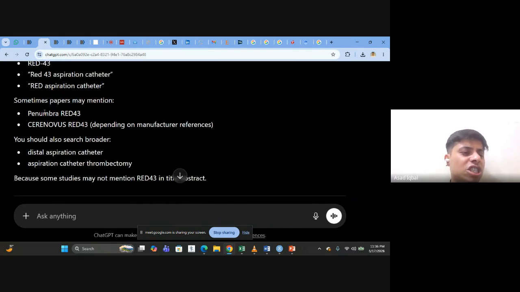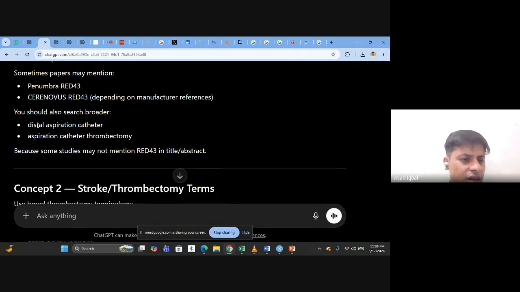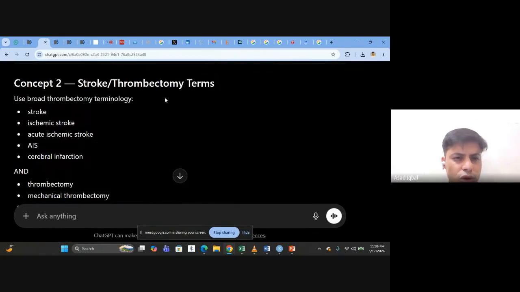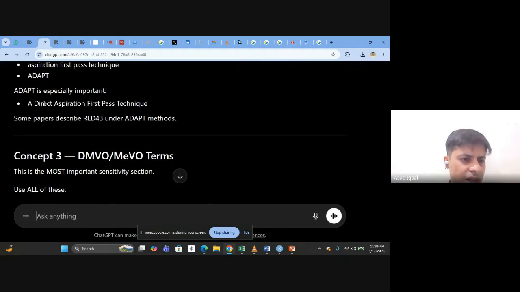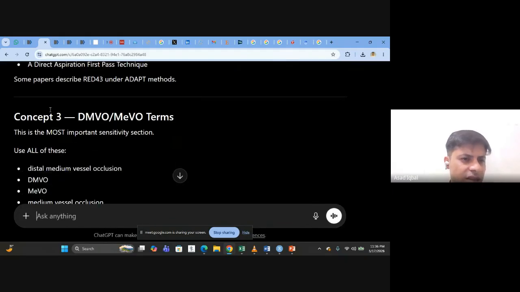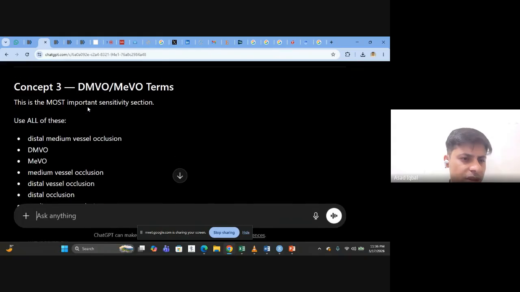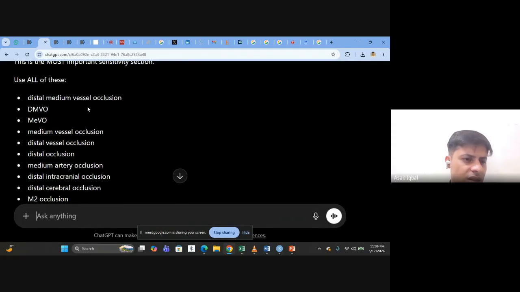Sometimes papers may mention Penumbra. No need to use Penumbra. Cavernous, no. Don't need to use this complex word. Still this concept, stroke thrombectomy terms. Okay. Adopt a direct aspiration first-line technique. Some people describe this under ADAPT. Okay. Such strategy words.